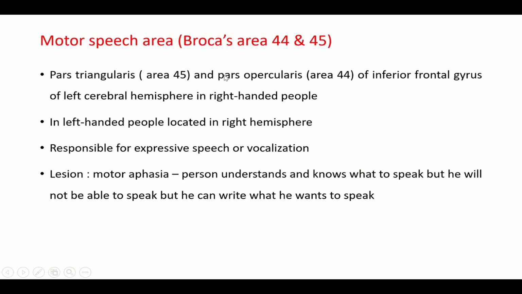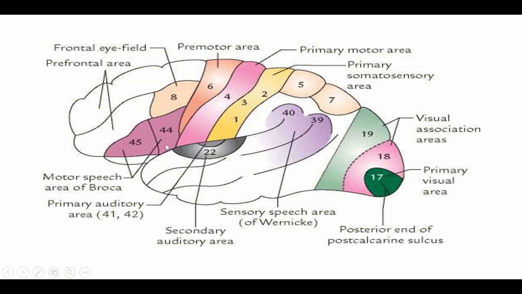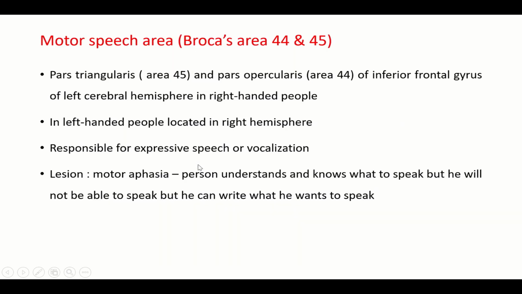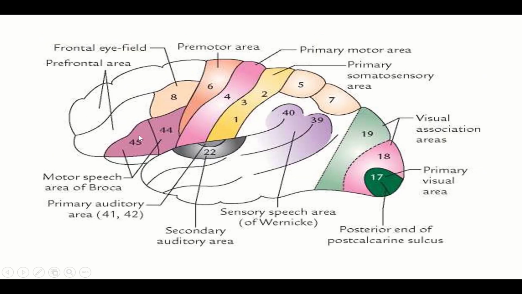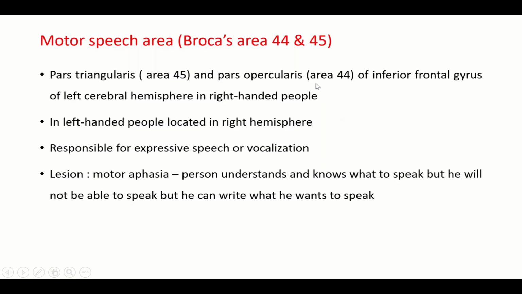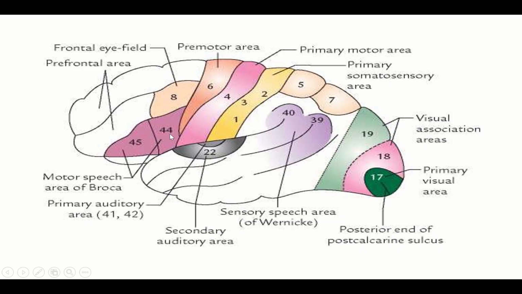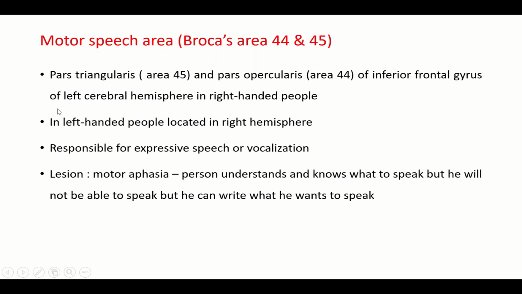Motor speech area, or Broca's area, is area number 44 and 45. You can see here, this is area number 44 and 45. And this particular area is the sensory speech area, area number 22, 39 and 40. All these together form the sensory speech area of Wernicke. Area number 22 is both the secondary auditory area and the sensory speech area of Wernicke. The motor speech area is located in pars triangularis, area number 45, and pars opercularis, area number 44, of the inferior frontal gyrus.